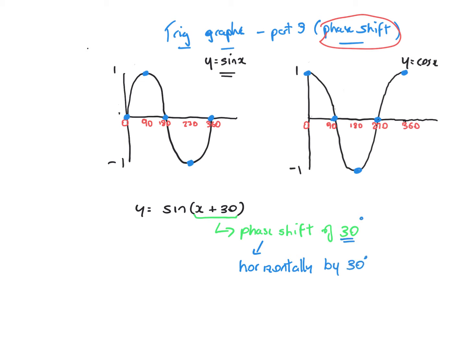30 degrees. Now, the plus might make you think that you move the thing in the positive direction, so that would be to the right, but actually you think counterintuitively with that one, and if it's plus 30, you actually move the thing to the left. Okay, so plus 30 would be horizontally by 30 degrees to the left.